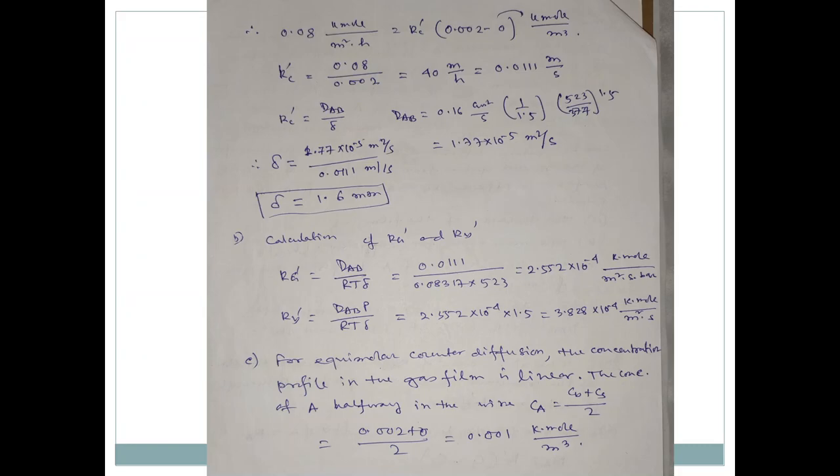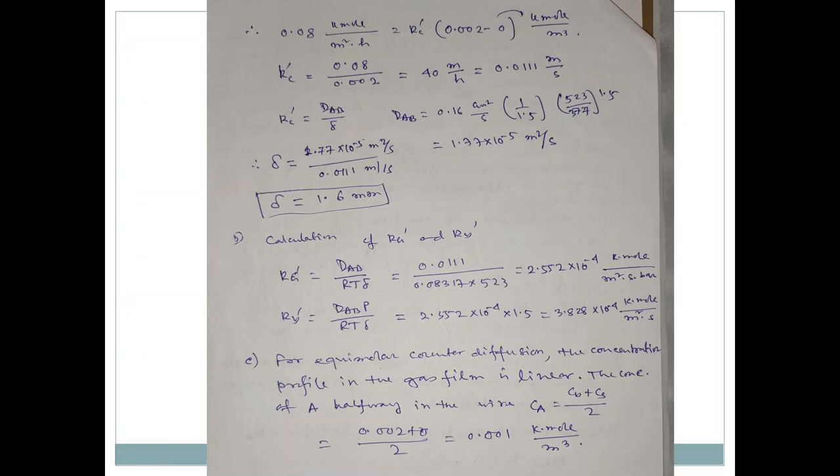In case of diffusion of A through non-diffusing B, that concentration profile will be nonlinear. You can remember that concentration profile part in molecular diffusion. So if it is a linear profile, CA at halfway will be just bulk and surface divided by 2. So bulk is this, surface is this, divided by 2, this will be this. Okay, 0.001.